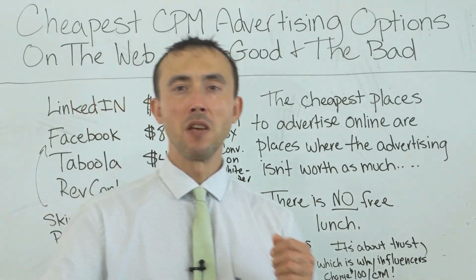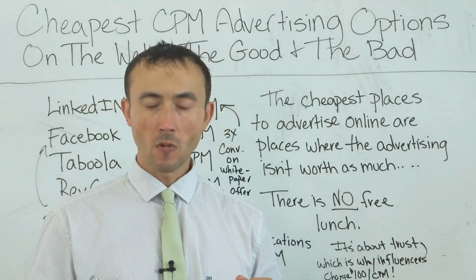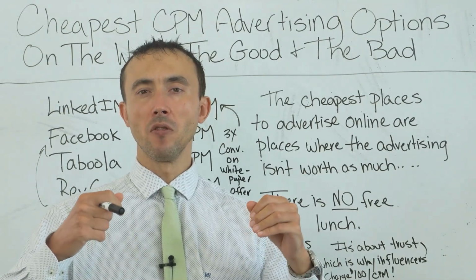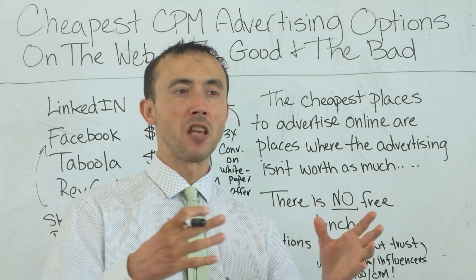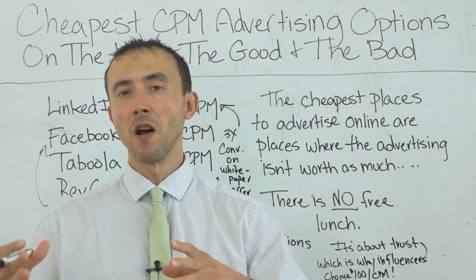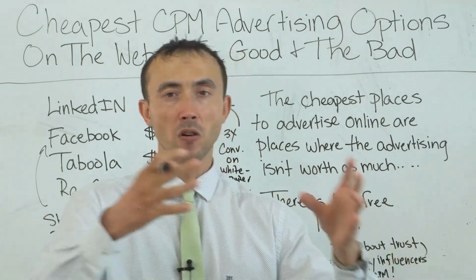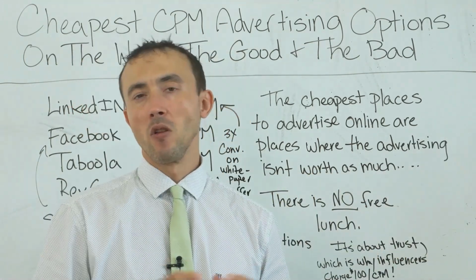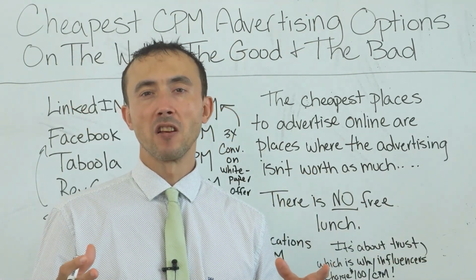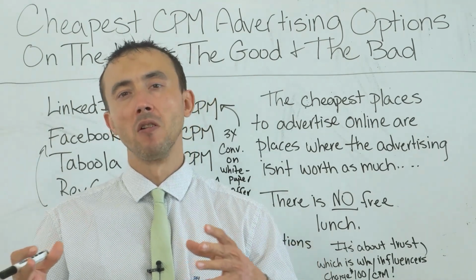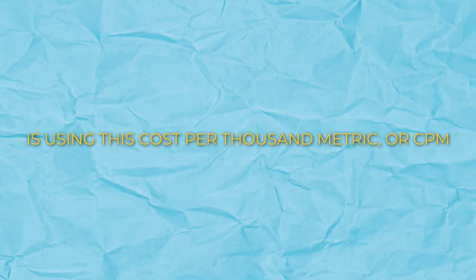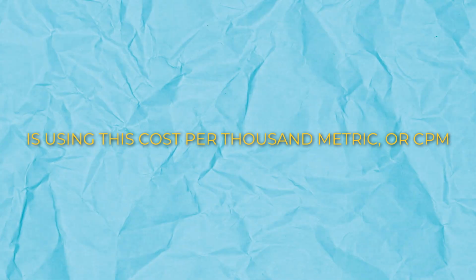The reason why CPM is used so much is because ultimately, people that sell a product or service, generally it's the same people that you need to get in front of, whether they're on Facebook or Google or whatever it is. And the only way to really cross compare what it's going to cost to get in front of those people on one platform or another is using this cost per thousand metric, or CPM.